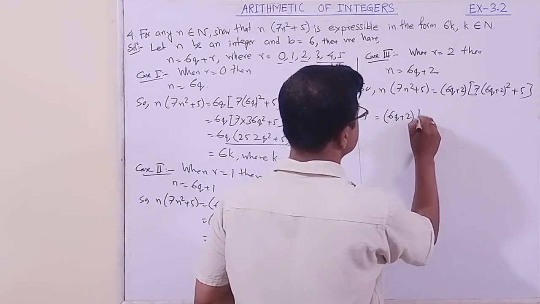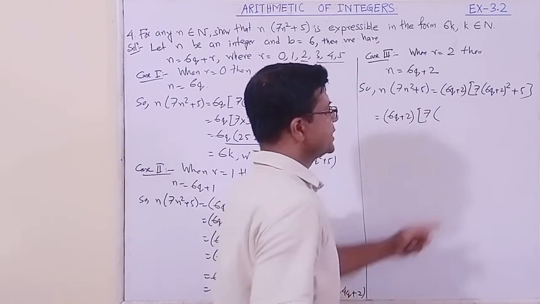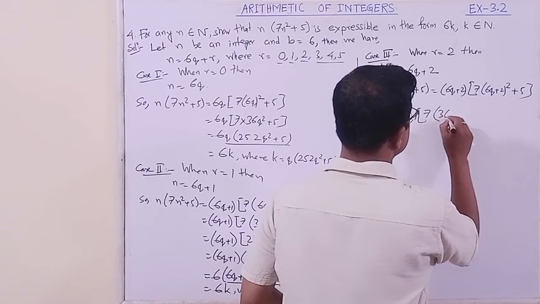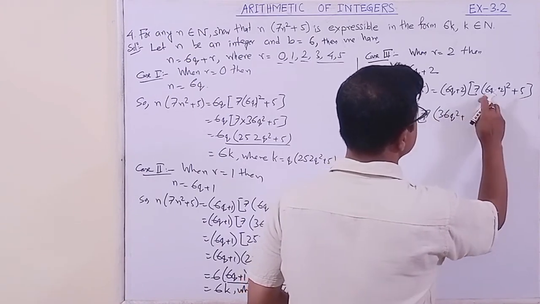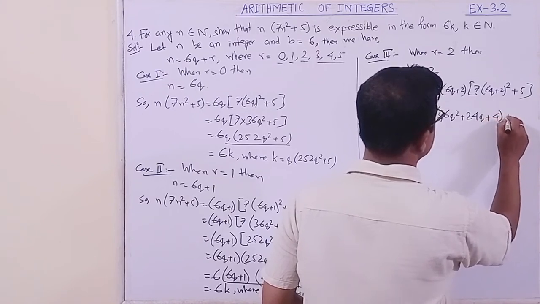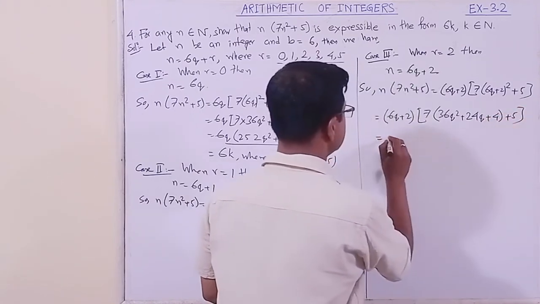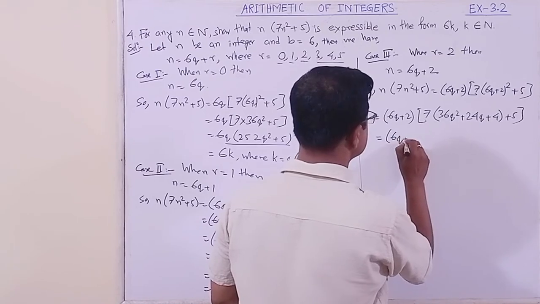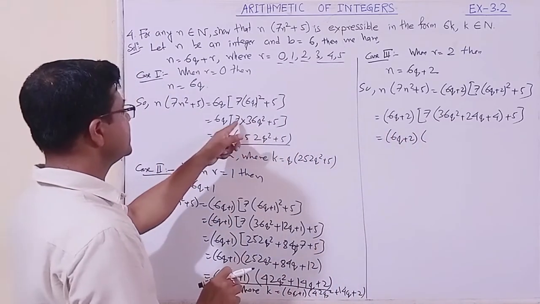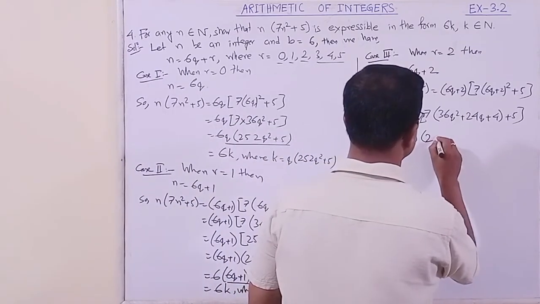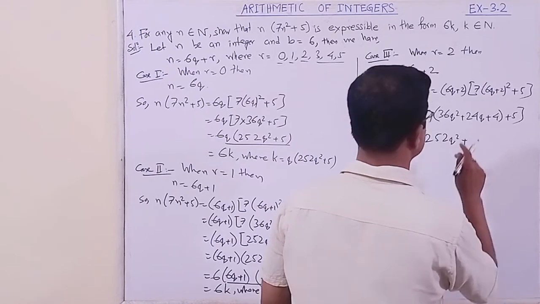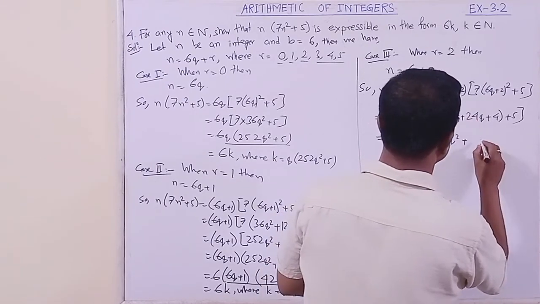6q plus 2, times 7. Let us expand this. This is again in the form a plus b whole square. So a square, 36q square, plus twice ab, 6 times 2 is 12, 12 times 2 is 24q, plus 4, plus 5. Alright, we are very close now. 6q plus 2. 36 into 7, 252, 252q square. It was not there, no? No, it was not there. So 7 times 24.